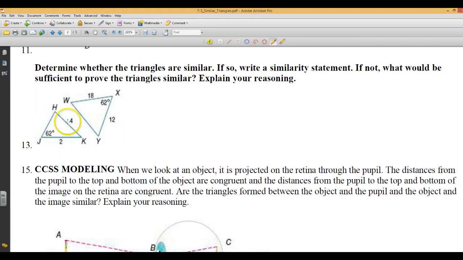So we have a 62-degree angle here and here, and we know the sides around that 62-degree angle for this triangle, but we only know one of those sides for this triangle. So we can't use side angle side, we can't test for that. And since we only have one pair of corresponding congruent angles, we can't use angle angle, and we cannot use side side side because we don't know all three sides of each triangle. So this would be no, there's not enough information.